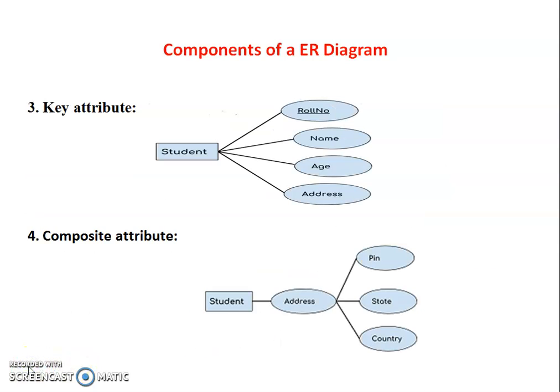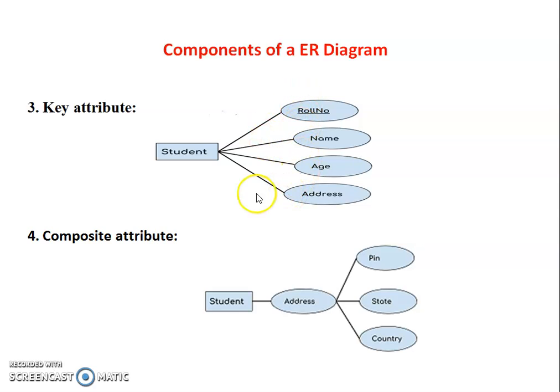Now the next one is key attribute. A key attribute can uniquely identify an entity from an entity set. For example, a student roll number can uniquely identify the student from the set of students. A key attribute is represented by an oval.